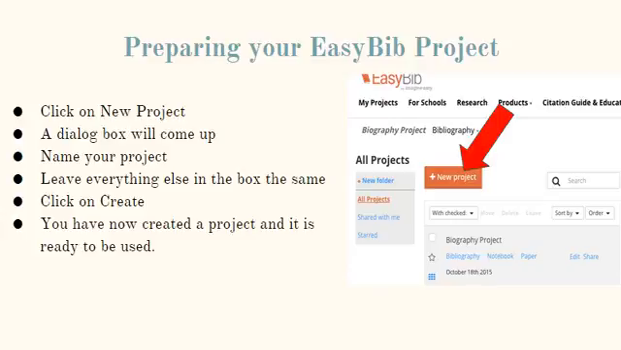When you get inside the EasyBib, you're going to click on the red box that says New Project. A dialog box will come up, and you need to make sure you name your project. Leave everything else in the box the same unless you are instructed to do otherwise. Click on Create, and now you have created a project that is ready to be used.